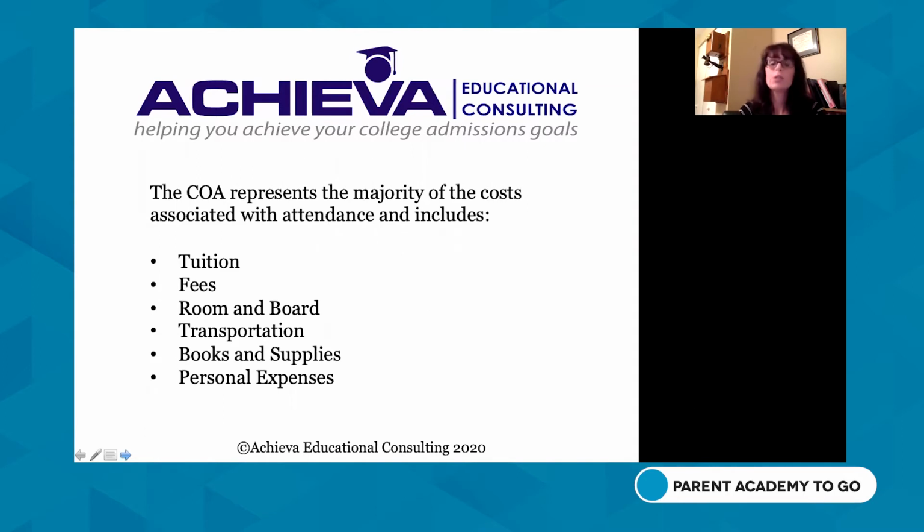So what is included in the cost of attendance? It represents the majority of costs associated with attendance and includes tuition, fees, room and board, transportation, books and supplies, and personal expenses.